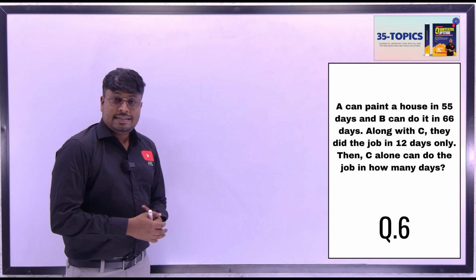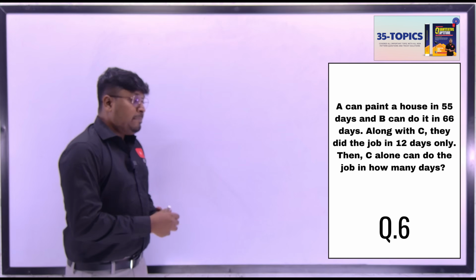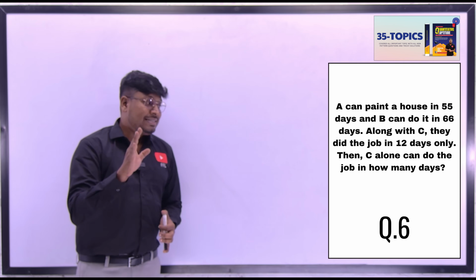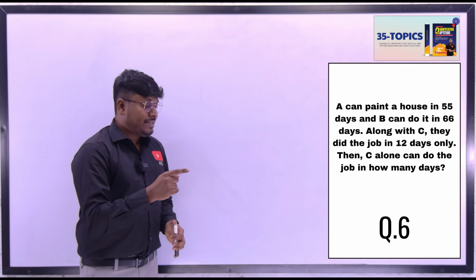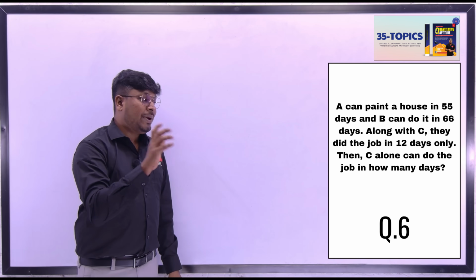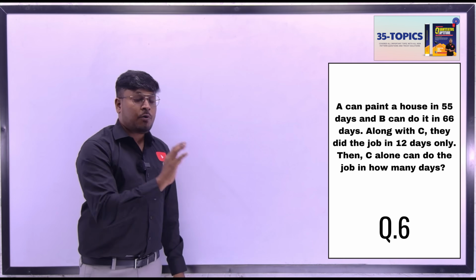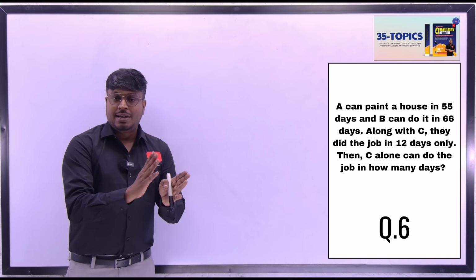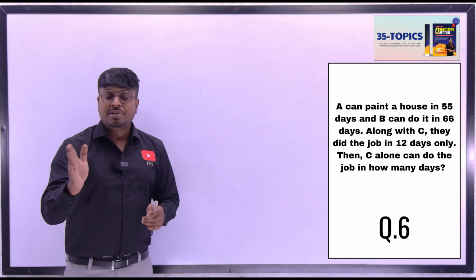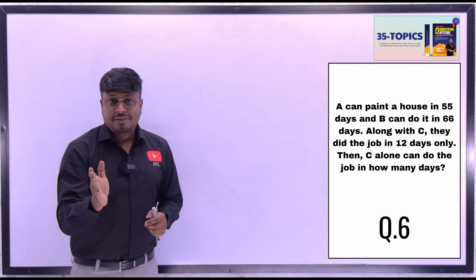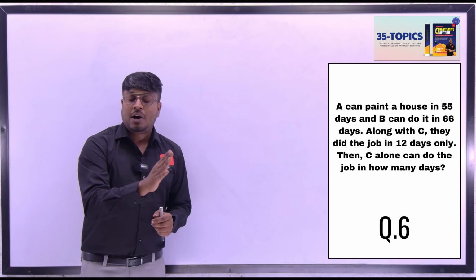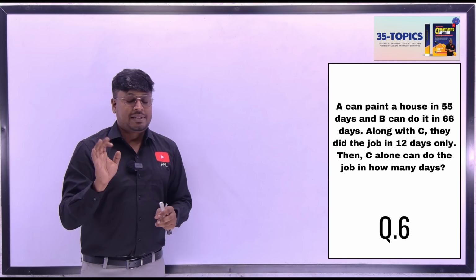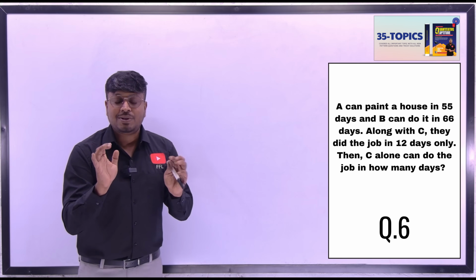So here is the 6th question. A can paint a house in 55 days, B can paint a house in 66 days, along with C, they can complete a job in 12 days. So then C alone, how many days does he take to complete the work? Very simple question, right? A alone takes this many days, B alone this many days, and C was not given. Our target is to find C alone, how many days he takes to complete the work, but they have given all 3. The entire question is easy and solving is also easy.